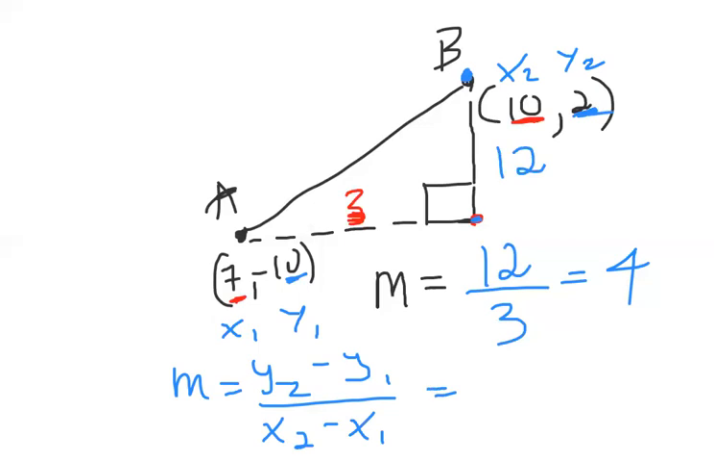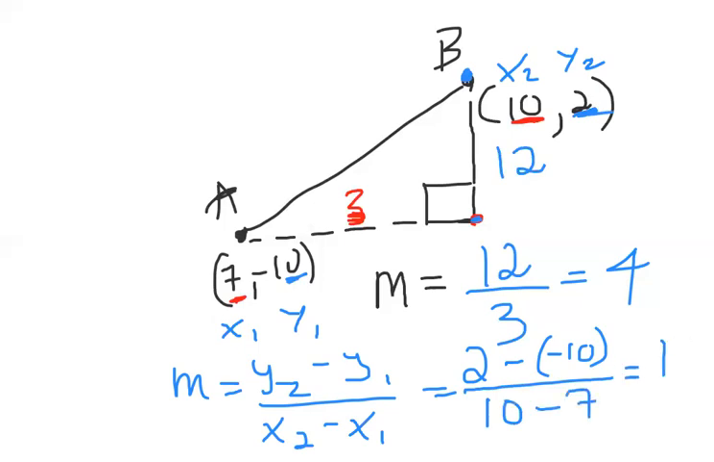So y2 is 2, y1 is -10. All right. And then x2 is 10, x1 is 7. 2 minus a -10, that's 2 plus 10, that's 12. 10 minus 7 is 3. And guys, lo and behold, 12 divided by 3 is the exact same thing we had before, so we end up with 4. Look at that. Whether you use the formula or you use just good old-fashioned common sense, guys, you arrive at the same answer.